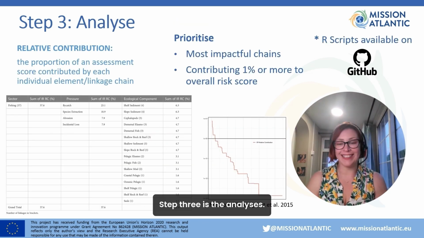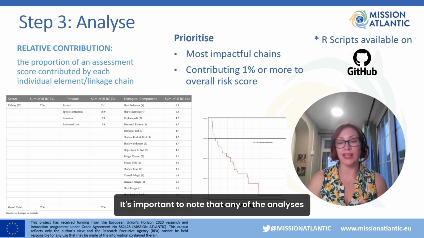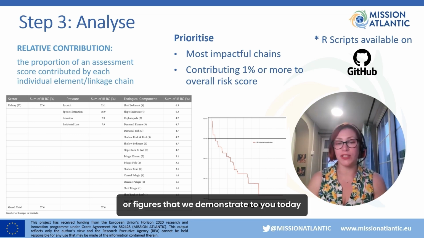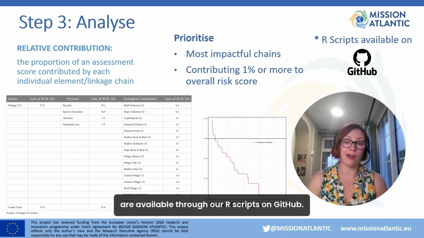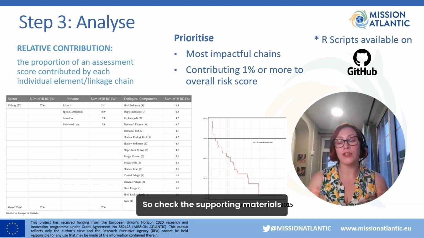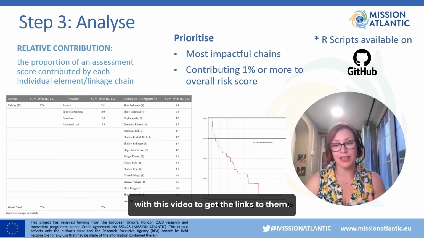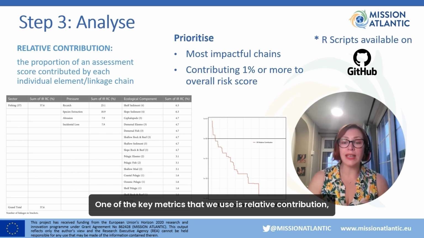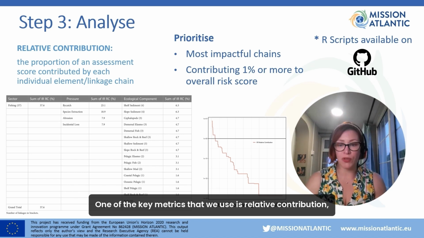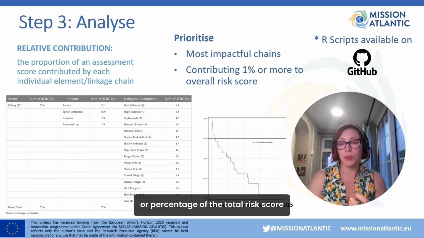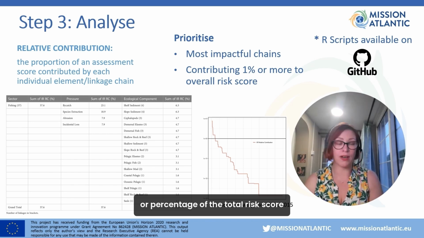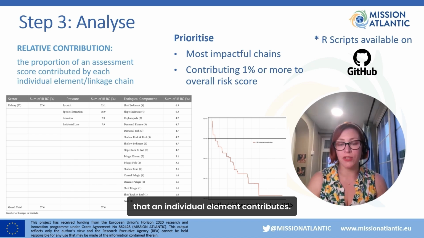Step 3 is the analyses. It's important to note that any of the analyses or figures that we demonstrate to you today are available through our R scripts on GitHub, so check the supporting materials with this video to get the links to them. One of the key metrics that we use is relative contribution, which tells us what is the proportion or percentage of the total risk score that an individual element contributes.